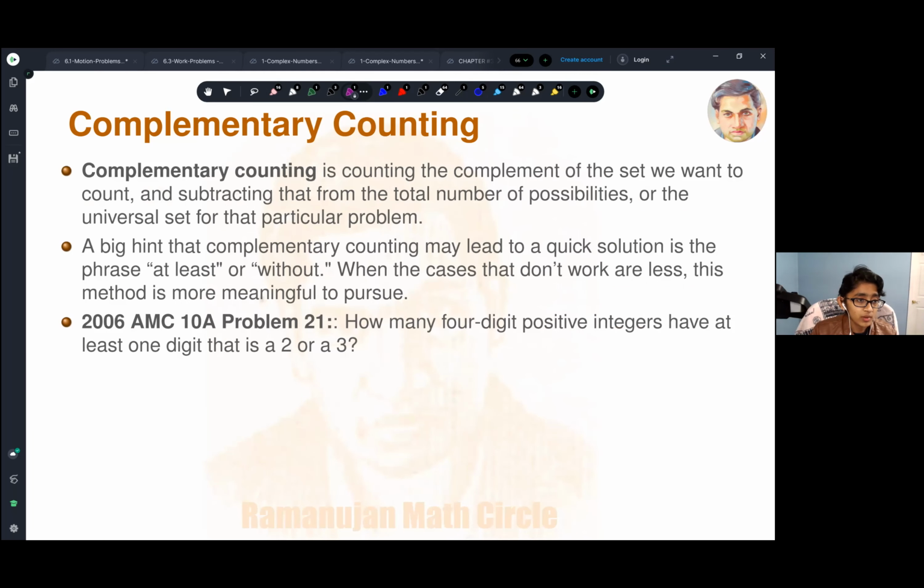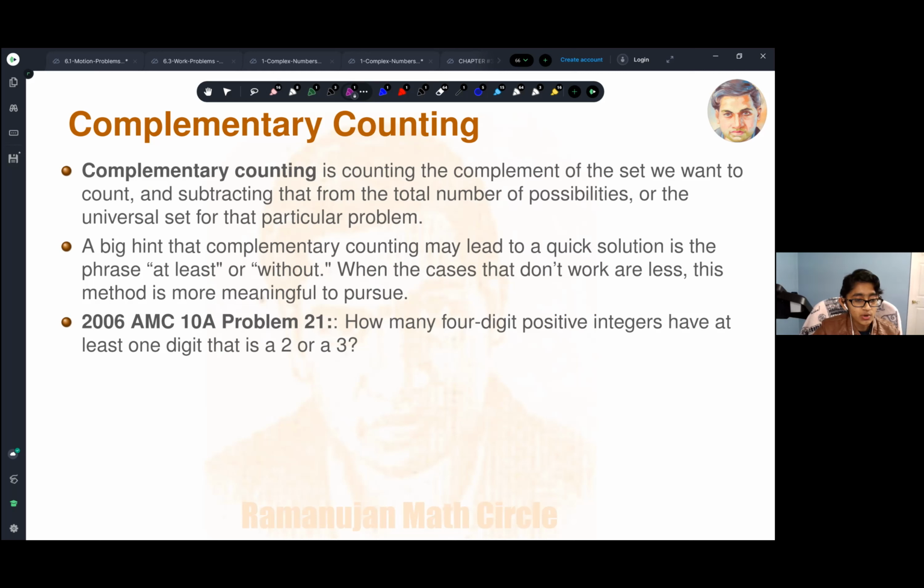Okay, so now there's something called complementary counting. What it basically means is that instead of counting what we want, we count the total number of possibilities and we subtract out the part that we don't want. The biggest hint to do that is when you have the phrases "at least" or "without." That indicates that you should apply complementary counting. And when the cases that don't work are fewer than the cases that do work, it is also very useful to apply complementary counting.